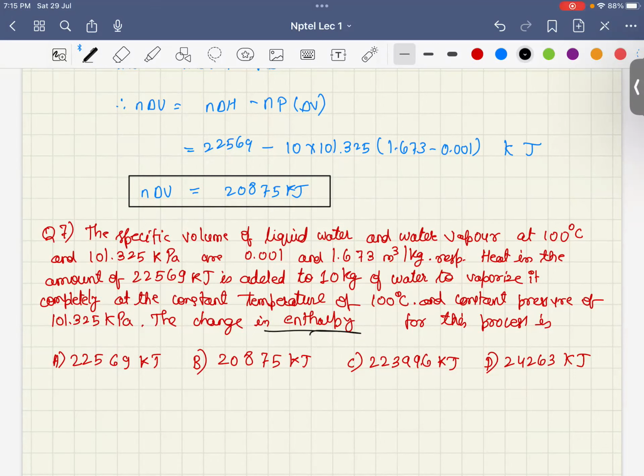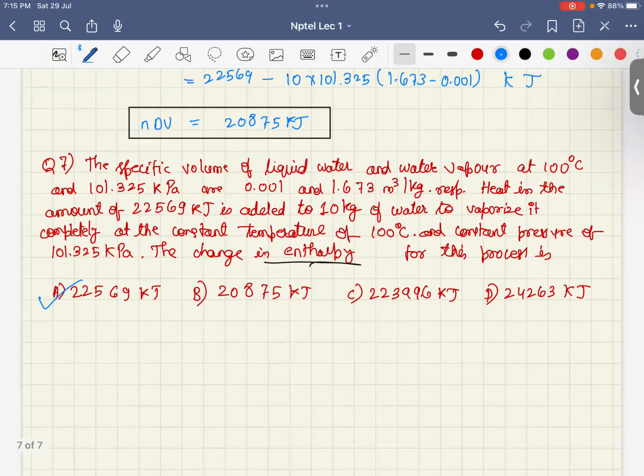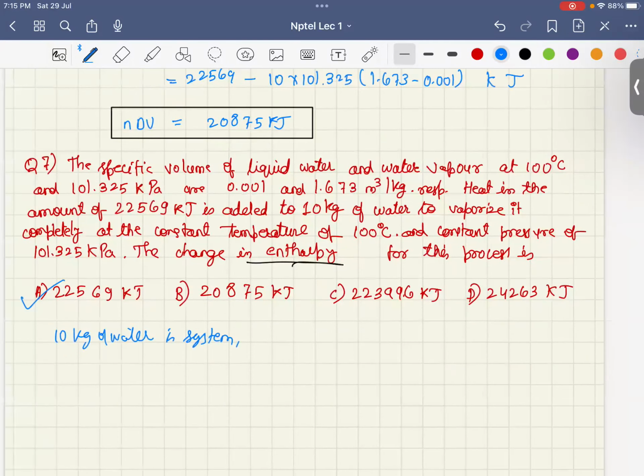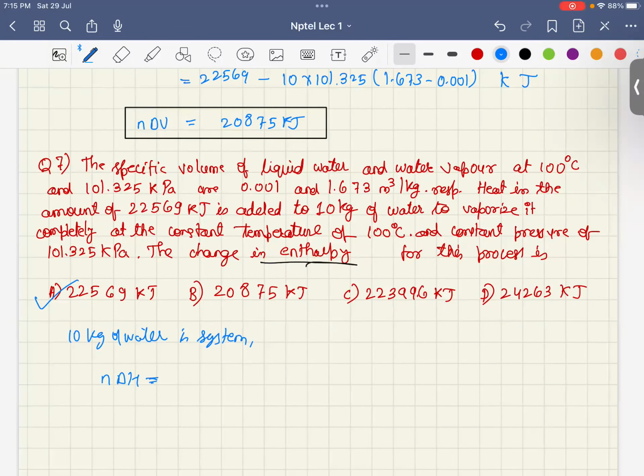The correct answer is 22569, it's going to be option A. Because we already knew that 10 kg of water is the system here, and we know that n into delta H, at constant temperature and at constant pressure, heat added is nothing but change in enthalpy.